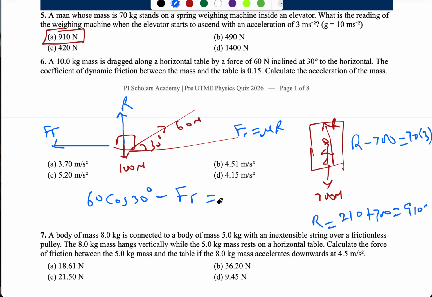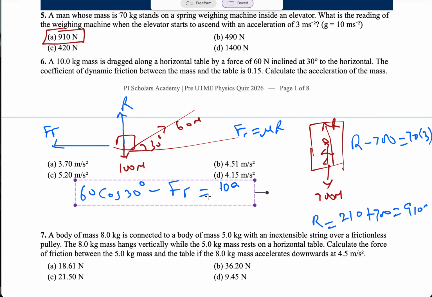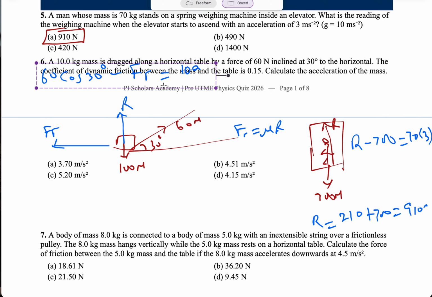So to solve for normal reaction, let's keep this one. 60 cos theta minus FR will be equals to MA. The M is 10, so 10 times A, we're looking for the acceleration. So we're going to keep this for now. I just did for the horizontal, and that's why I kept it like that. Let us do for the vertical.